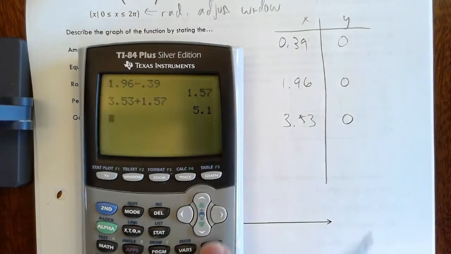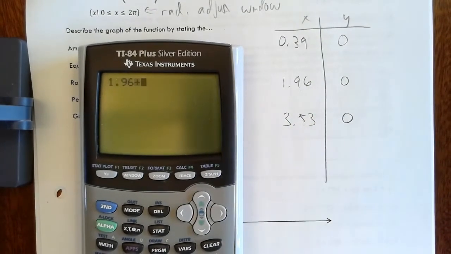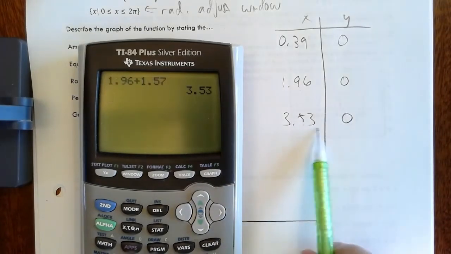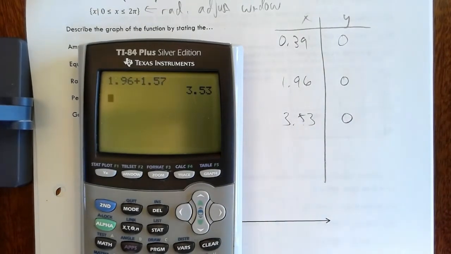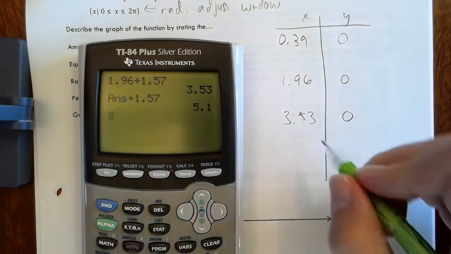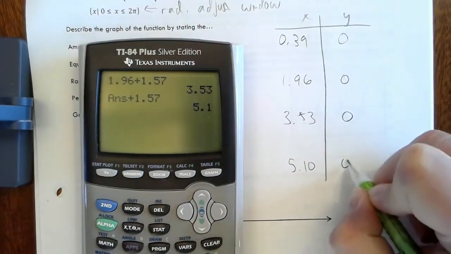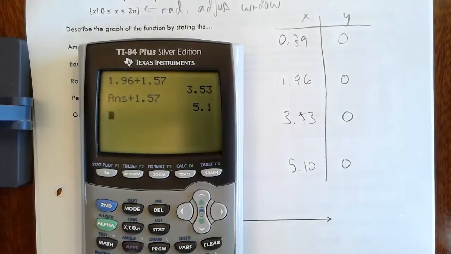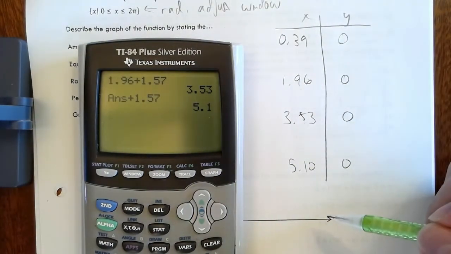Oops, I looked at the wrong one, didn't I? 1.96 plus 1.57, 3.53. So I can guess the next one. It's going to be going up by 1.57. 5.10. I can find all of them doing this. I can just keep adding 1.57 every time.